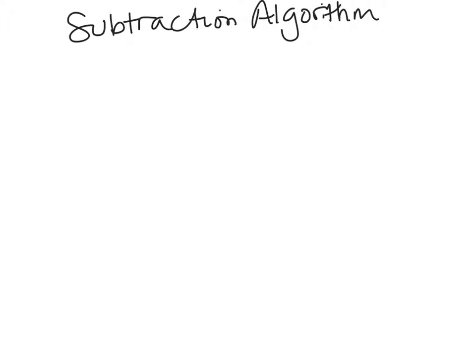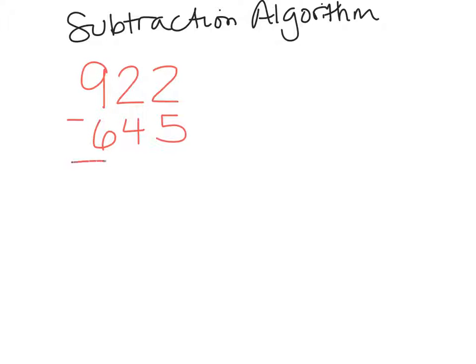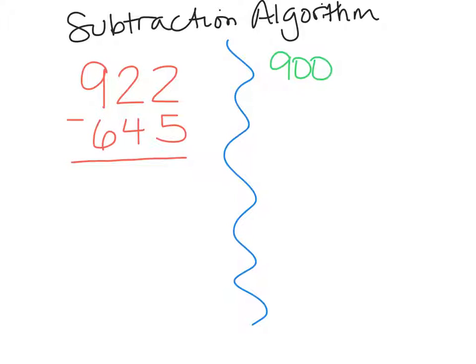Okay, so the first thing I'm going to do is give you my problem. Let's say the problem is 922 minus 645. And then over here on the other side, I'm going to do the expanded version, so we'll just call it the expanded algorithm. So we have 922 minus 645. This is just expanded notation. It's the same problem.